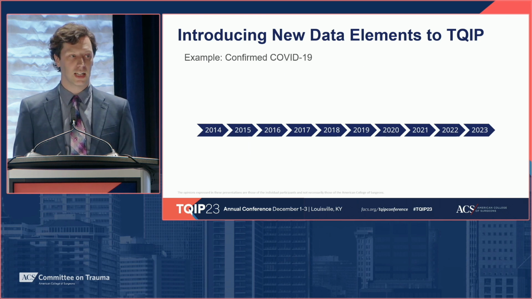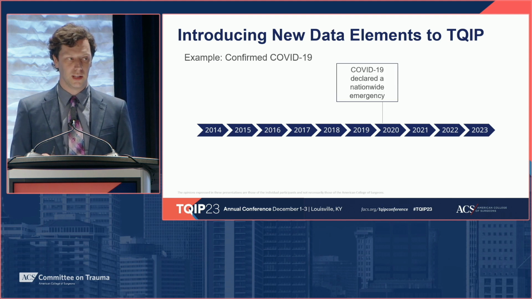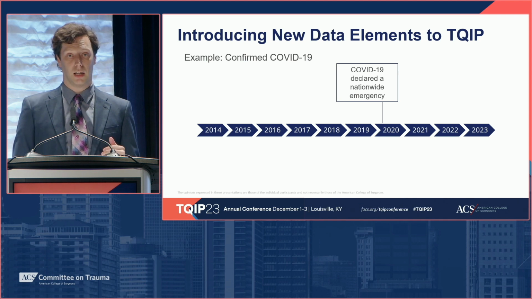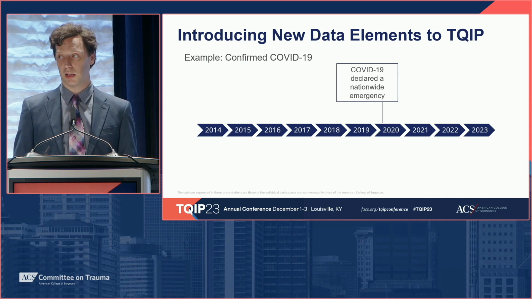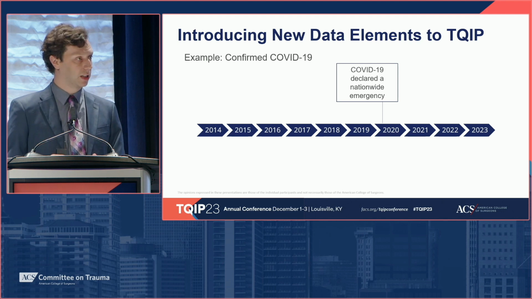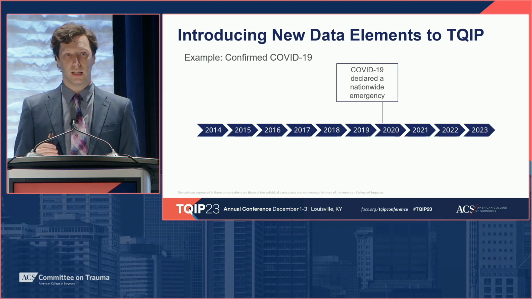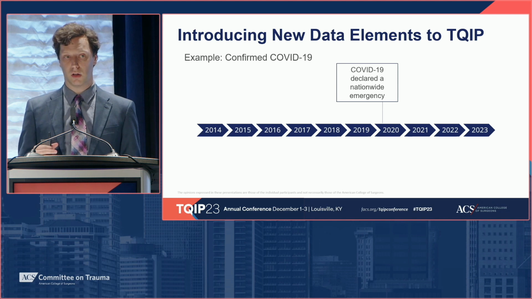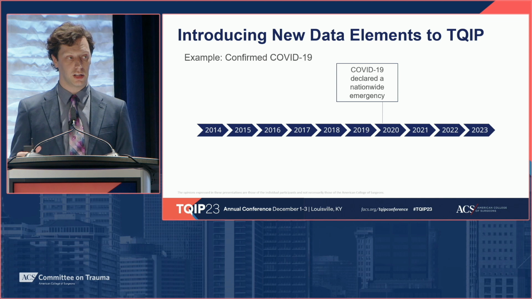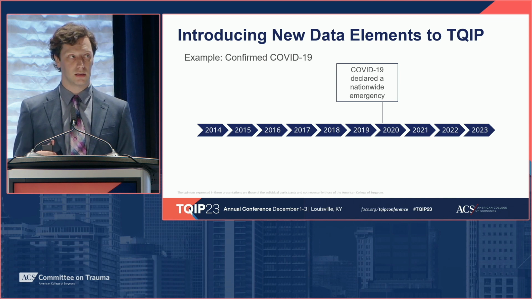So I know you're all kind of sick of talking about it, but COVID. March 2020, COVID was declared a national emergency. And we know that had an immediate and immense effect at hospitals across the country, including trauma centers. So we began to ask ourselves, how can we include it in the data? Now, both suspected and confirmed COVID were fortunately available to us as ICD-10 codes, meaning that we didn't have to add them as new data elements to the data dictionary, so we were able to get them fast.